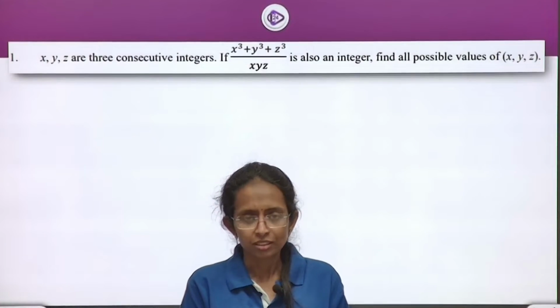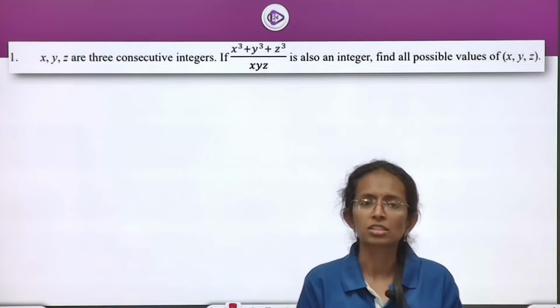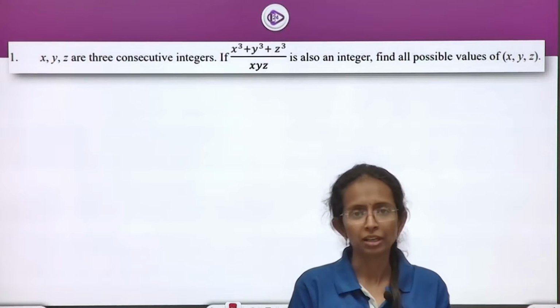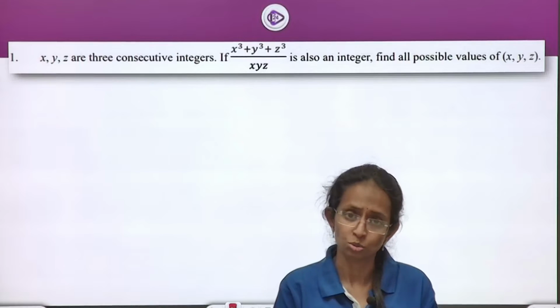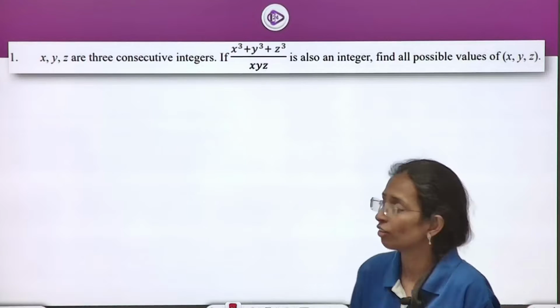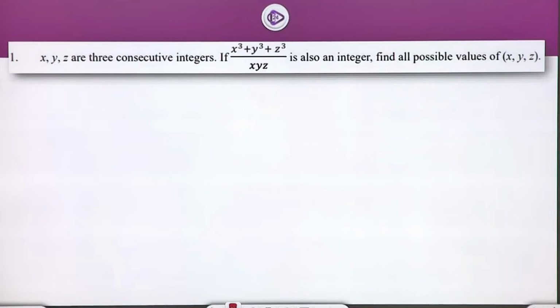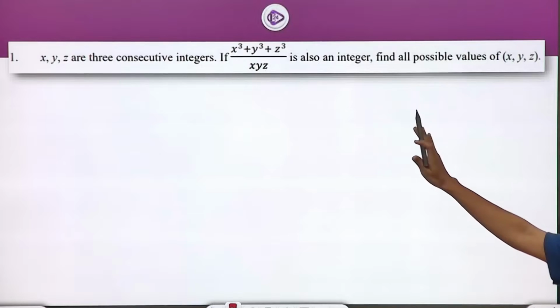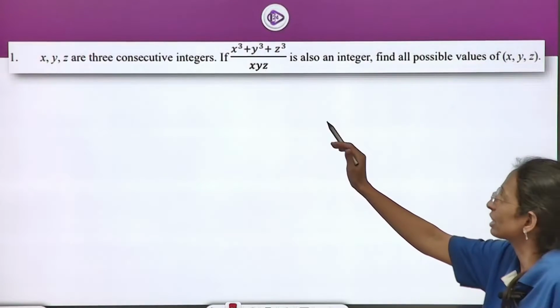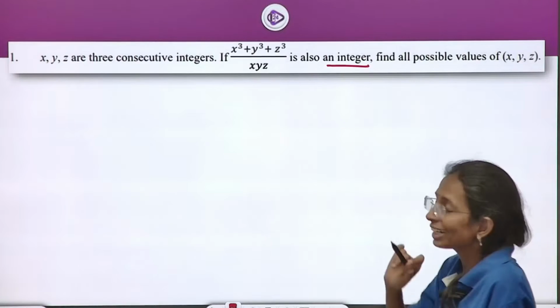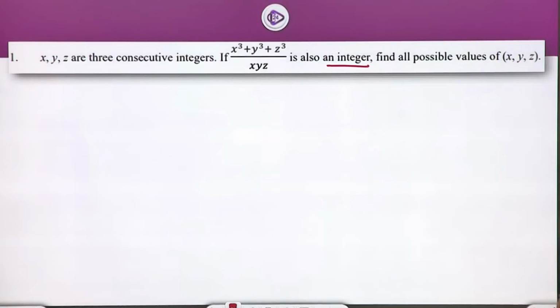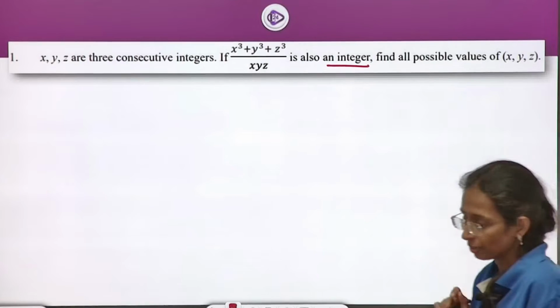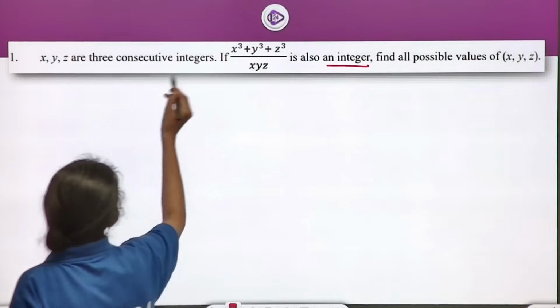Hello students, today we are going to see the solutions of sub-junior level paper NMTC stage 2 2025. Starting off with our first question: if x, y and z are three consecutive integers and if (x cube plus y cube plus z cube) upon xyz is also an integer, then find all possible values of x, y, z. Okay, so let us start with this.